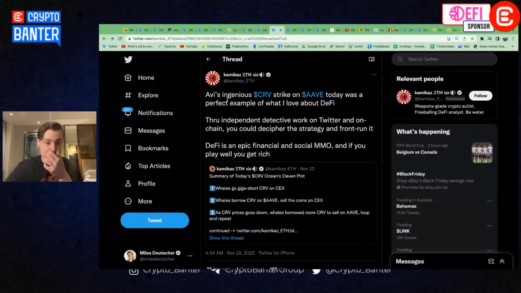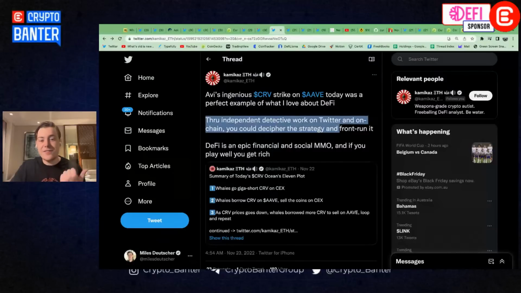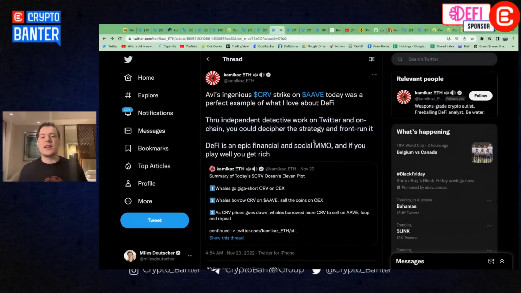And I do think in one way it's ingenious because he clearly saw there was a soft spot to make this trade. And as Kamikaze points out, true independent detective work on Twitter and on chain, you can decipher a strategy and front run it. DeFi is an epic financial and social MMO. And if you play well, you get rich. And it does highlight if you can identify the little discrepancies in the market. And look, obviously, if you have enough money to do so as well, but you can also do this on a smaller scale. If you identify these things, you can get rich.